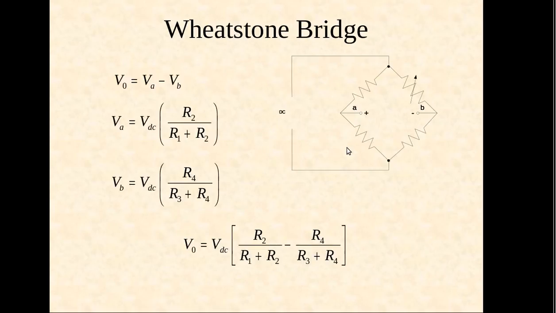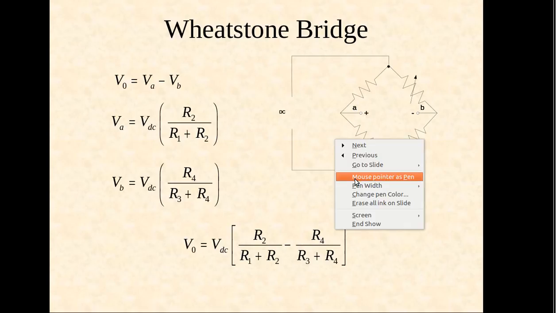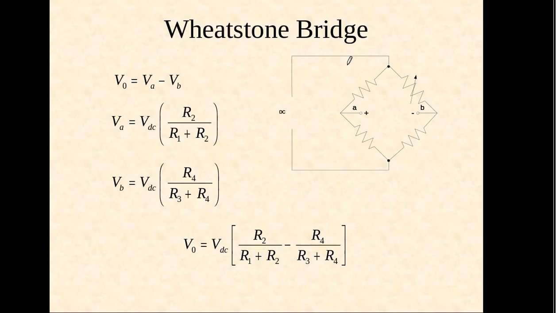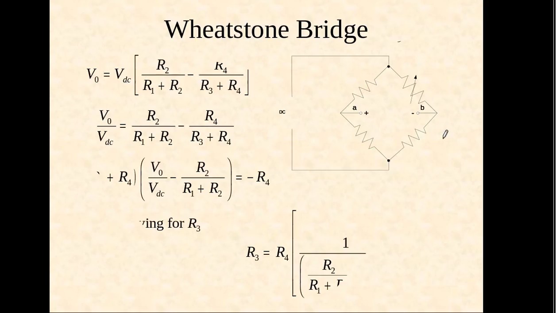Now here is the mathematical calculation. As we know, V output is equal to VA minus VB. VA is equal to VDC, the power supply that we are providing. We are using the voltage divider rule, so voltage across R2 is equal to R2 divided by R1 plus R2, times VDC. This is the voltage divider rule. Let us provide the values. This is R1, R2, R3, and R4.